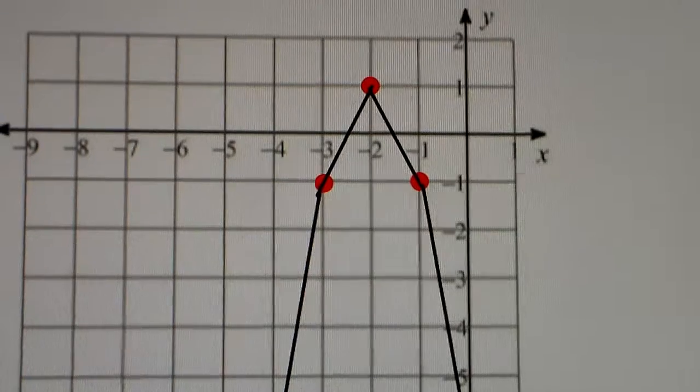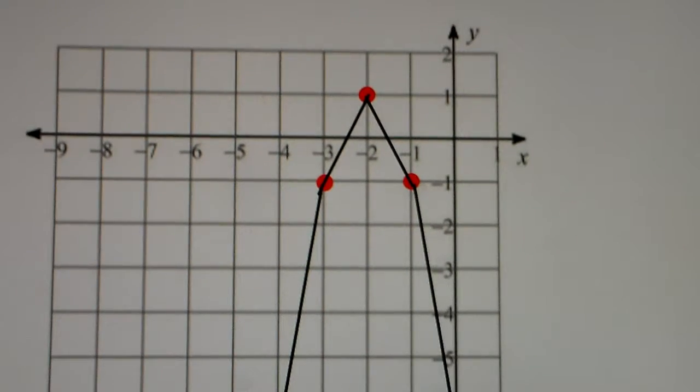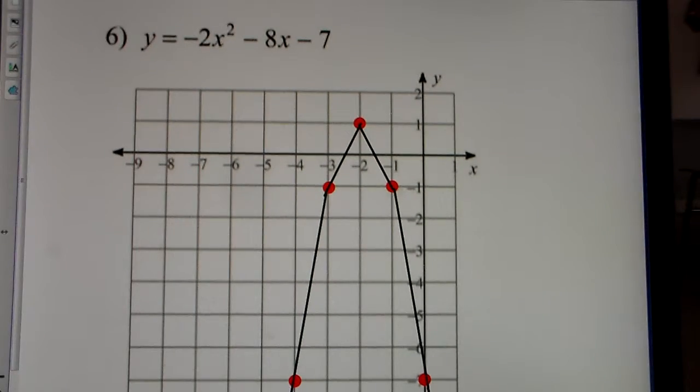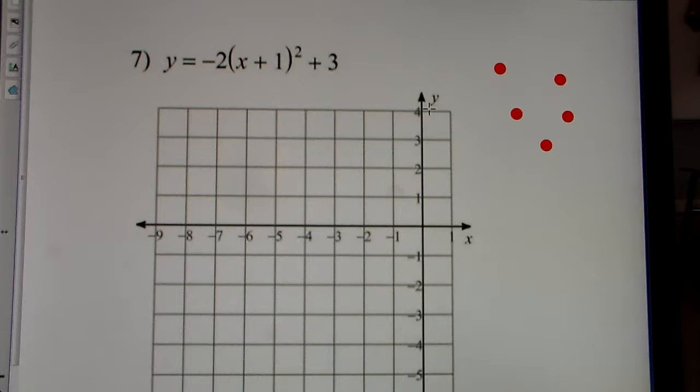That's the answer to number 6, right there. Next up, number 7. So we have negative 2 times (x plus 1) squared plus 3. So our vertex is actually, this is vertex form. Vertex form actually helps us out to find the vertex a little bit easier.